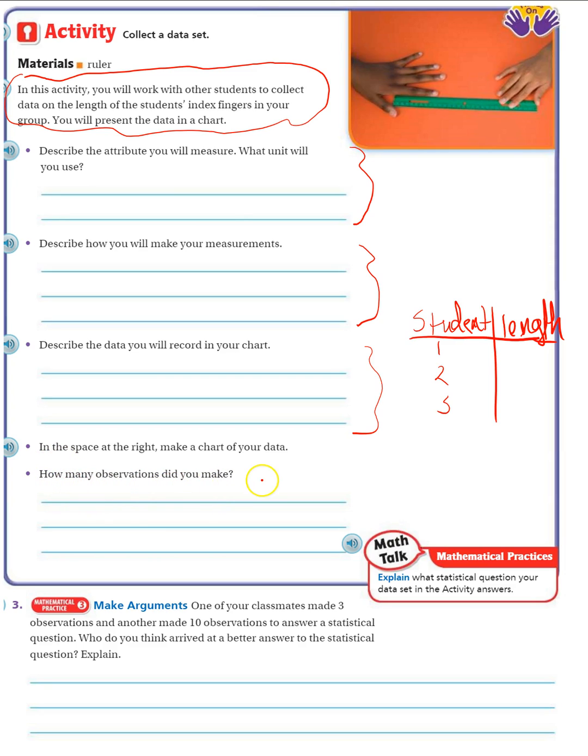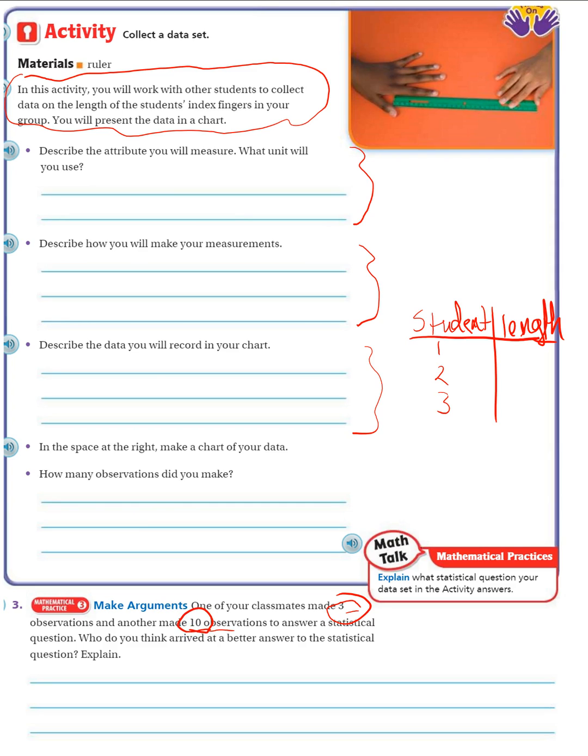How many observations did you make? So how many students were in your group? Record that information. And then make arguments. One of your classmates made 3 observations, another made 10 observations. So you're doing this part on your own. To answer a statistical question, who do you think arrived at a better answer to the statistical question? Well, one person only had 3 pieces of data, the other person had 10.